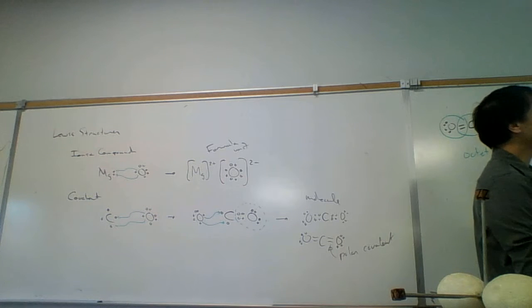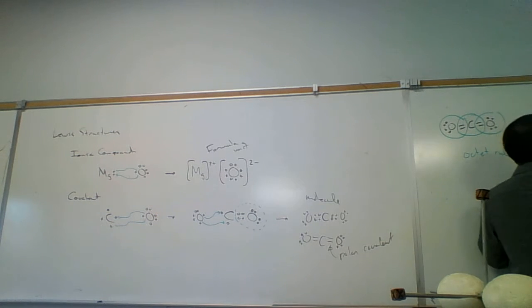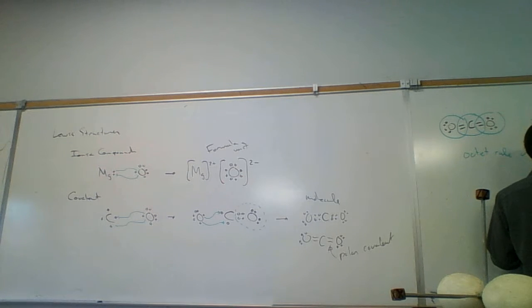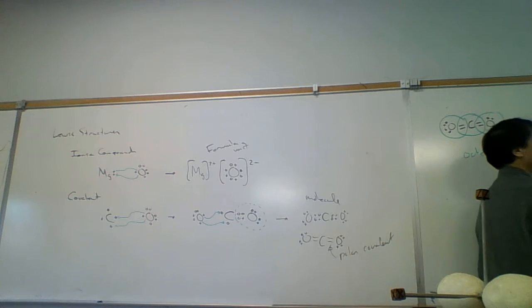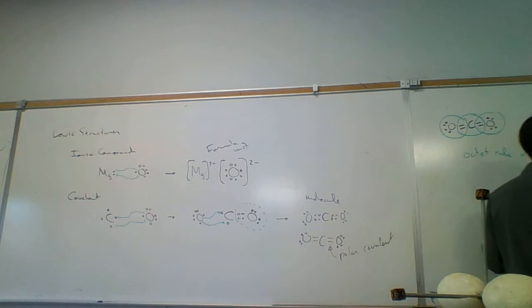So step 1, count the total number of valence electrons. Carbon has 4 valence electrons, oxygen has 6 valence electrons, and the second oxygen has 6 valence electrons. So altogether I have 4 plus 6 is 10, plus 6 is 16 valence electrons total. This is a total of 16 valence electrons.